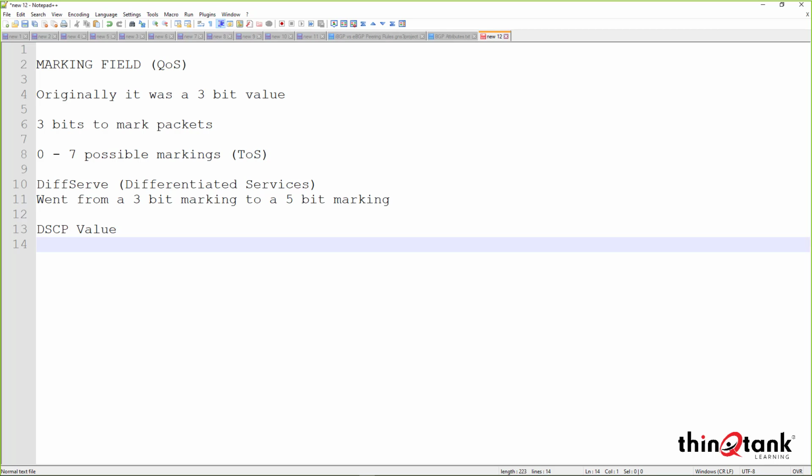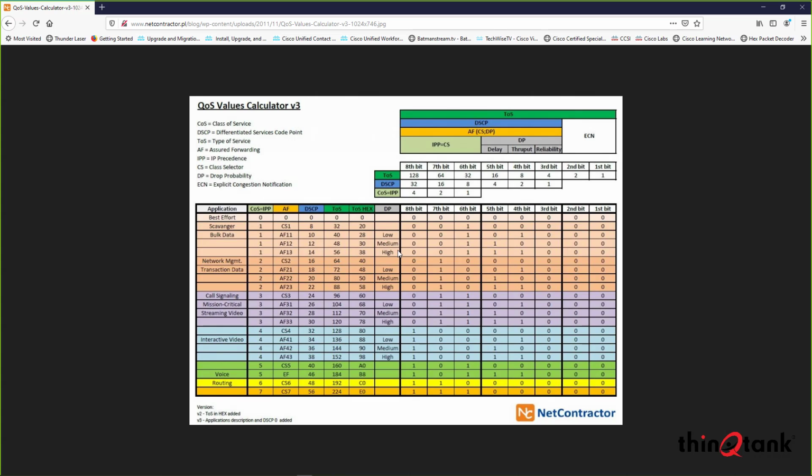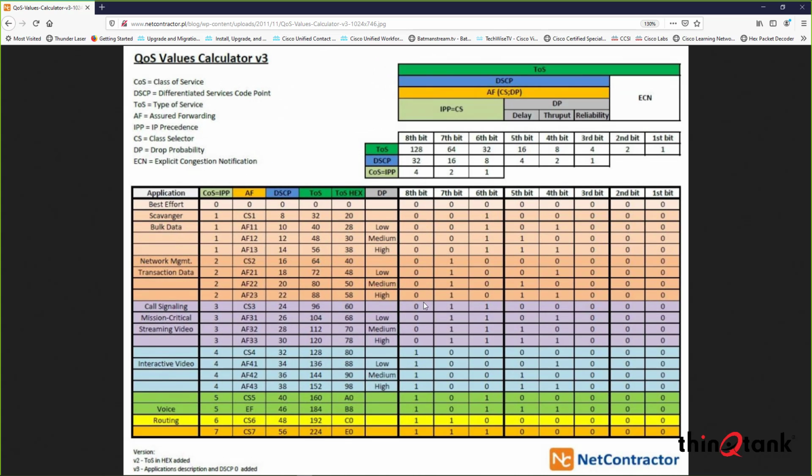Bottom line, it's still just marking. Let me pull up a diagram. So here's the table that I was going to show you guys. It looks really confusing, but it actually breaks down to a logical concept. If you look at the top right, you see where it says TOS, type of service. That represents the whole 8-bit field. IP precedence, which was the original 3-bit classification that I talked about, only used the 8th bit, the 7th bit, and the 6th bit. So you had 0 through 7 possible markings.